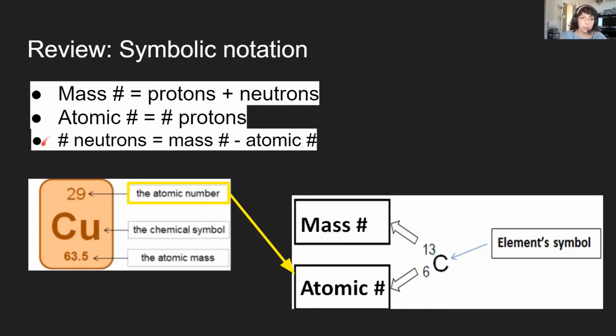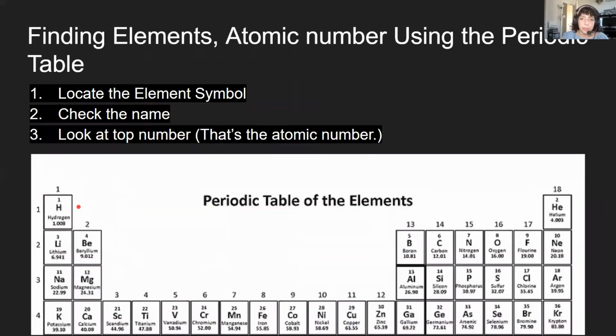And then finally, to find neutrons, which we will have to do, you're going to do number of neutrons equals mass number, top, minus the atomic number, or the bottom. And the atomic number might look familiar, and you're definitely going to see it for your work today. The atomic number, while on the bottom in the symbolic notation, is actually on the top on a tile of the periodic table.